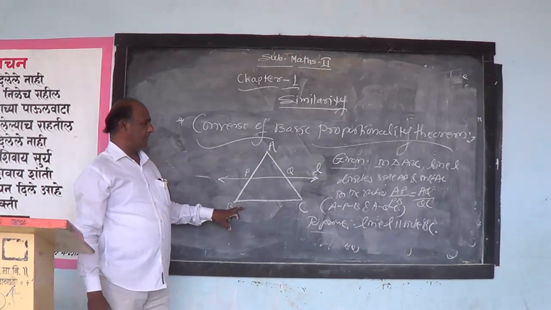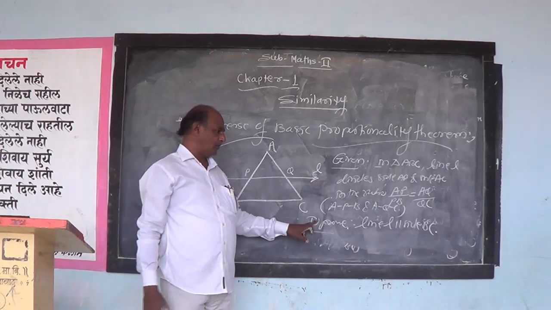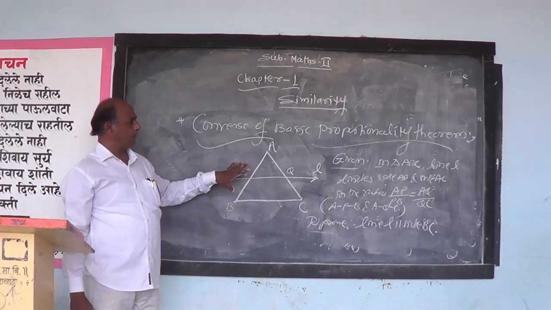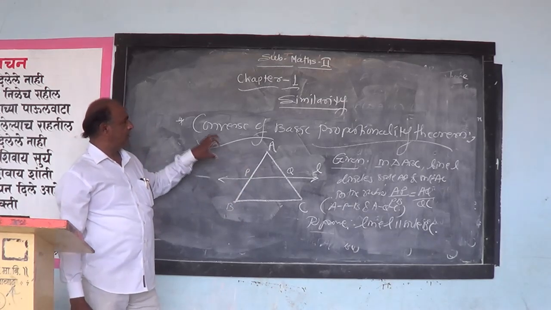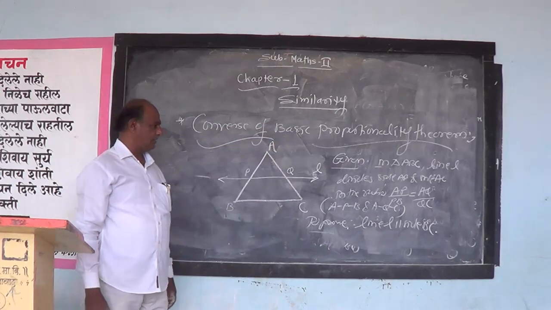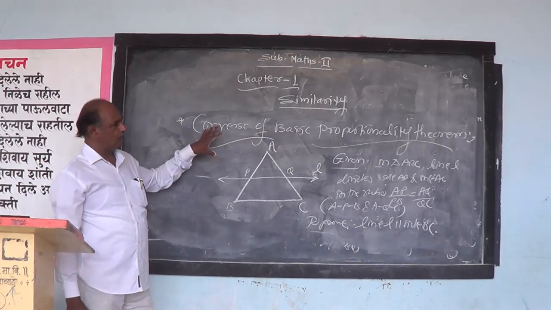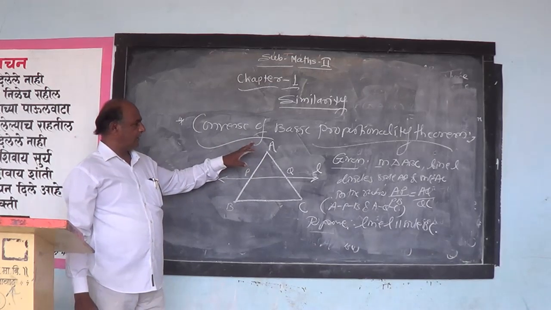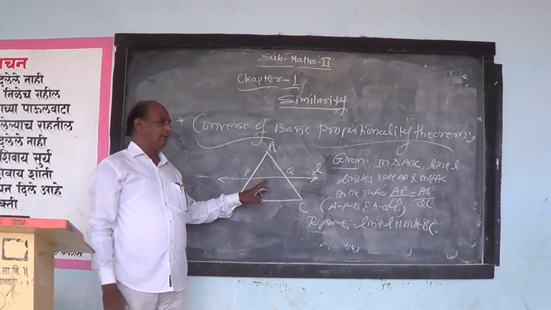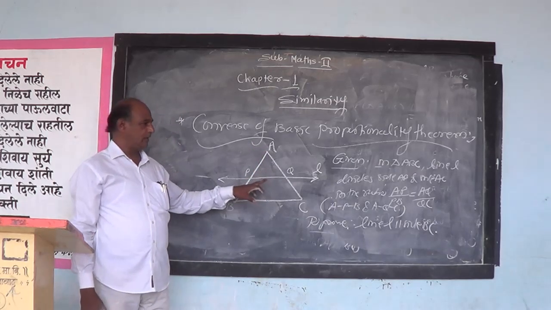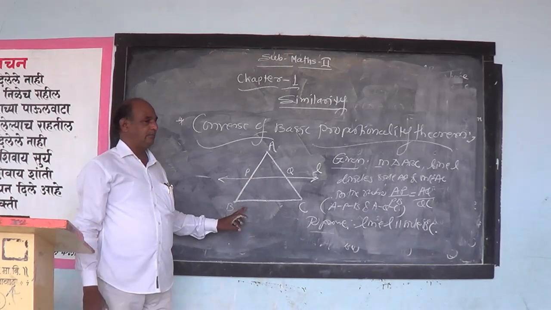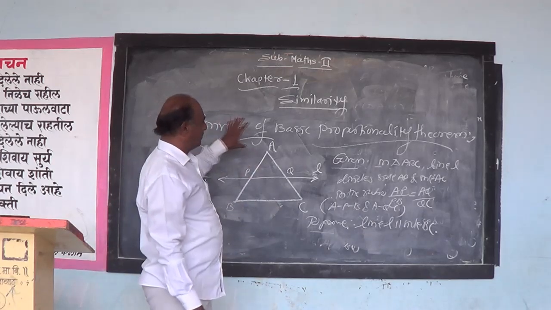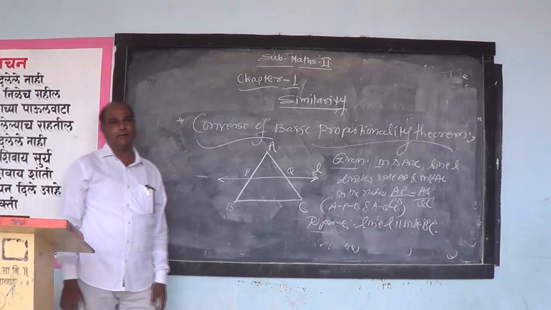The proof of this statement is not essential, only remember the statement of the converse of the basic proportionality theorem. Again, repeat this statement: in any triangle, when any line divides two sides of a triangle in the same ratio, then that line is parallel to the third side of the triangle. This is the converse of the basic proportionality theorem.